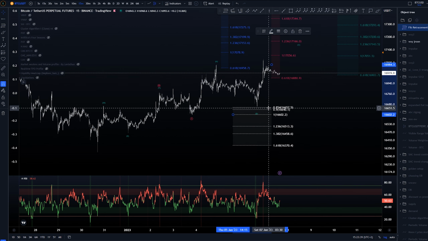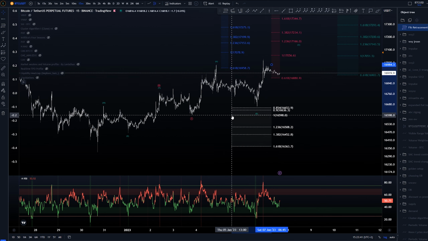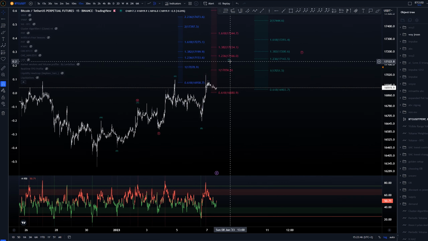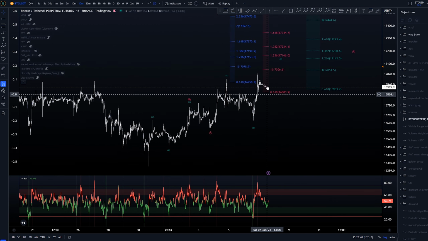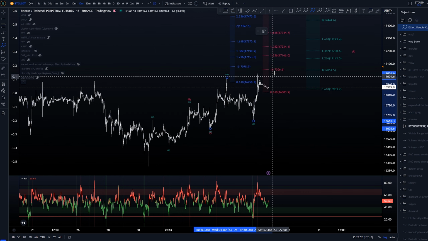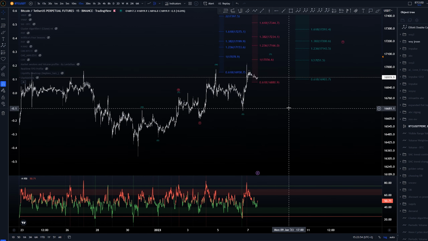We did not even hit the 0.854, so this might actually be a WXY going up higher. Might need to change that. So let's do that right now. So this would be a WX and wave Y up higher.